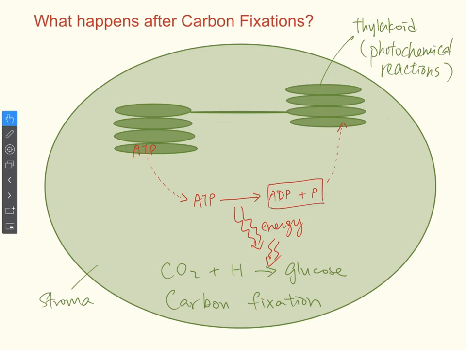The ADP and P will then diffuse back to the thylakoid membranes, where it will trap even more energy from photochemical reactions to become ATP again. And this ATP will then diffuse back to the stroma to provide more energy for subsequent carbon fixations. The cycle then goes on and on.